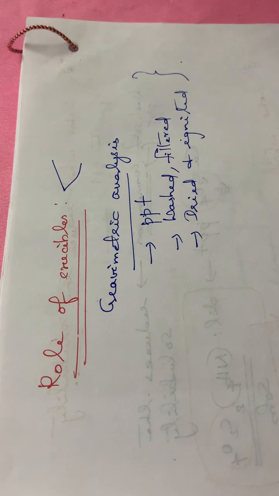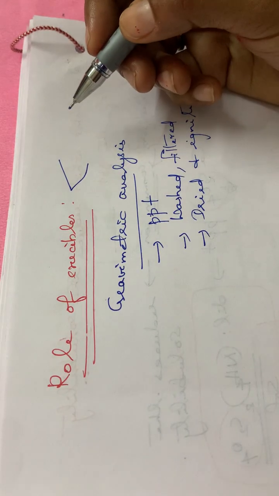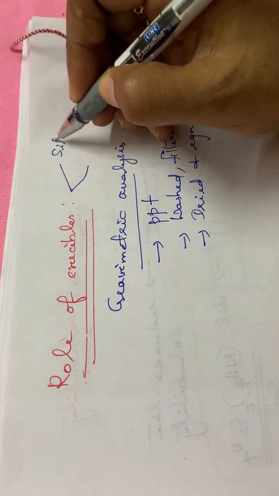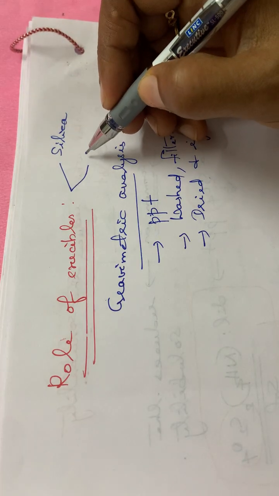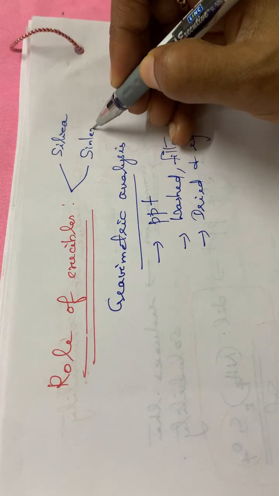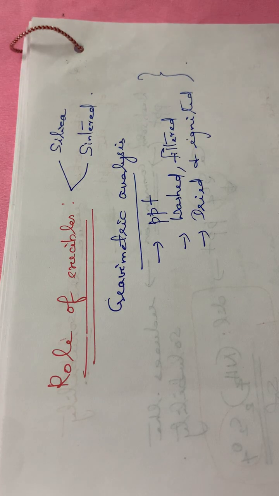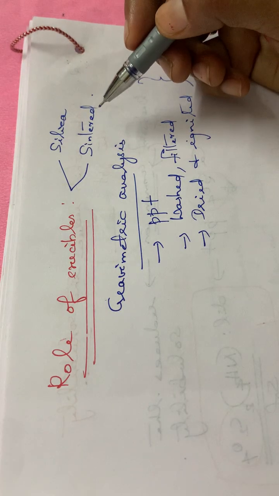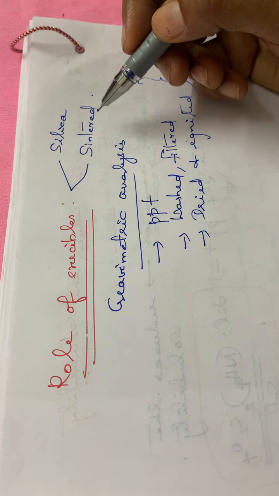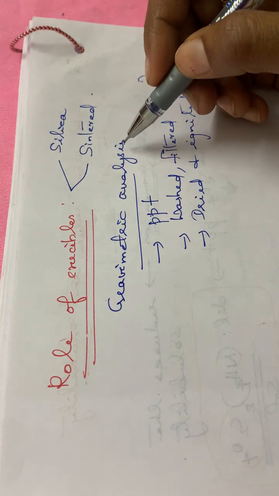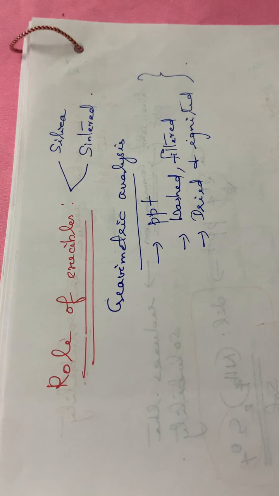And usually in this gravimetric analysis, two types of crucibles we are using. The first one is the silica crucible, and the second one is the sintered crucible. Silica crucible and sintered crucible. These are the two types of crucibles that we use for weight determination in gravimetric analysis.